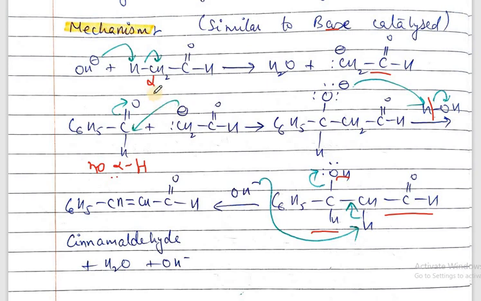So in the aldehyde or ketone with alpha hydrogen, the carbonyl group is retained, and in the compound with no alpha hydrogen, the carbonyl group is not retained, it is converted into the alcohol part. So this is the mechanism for cross aldol condensation.